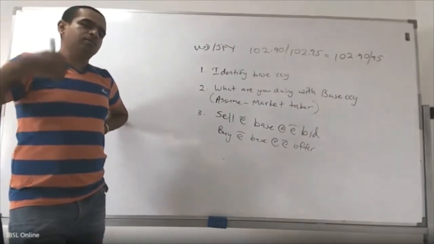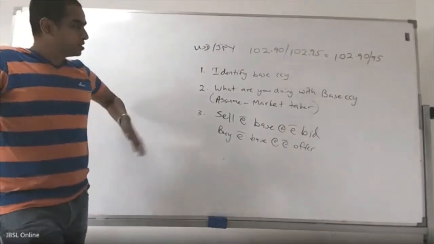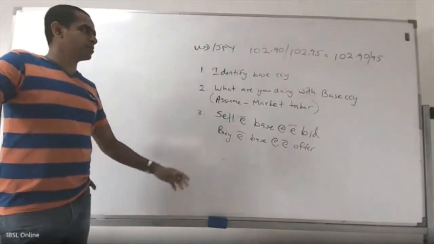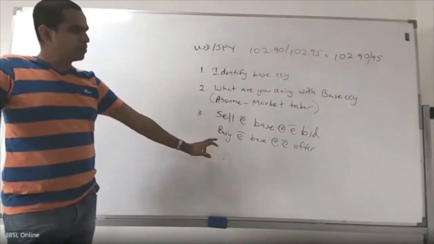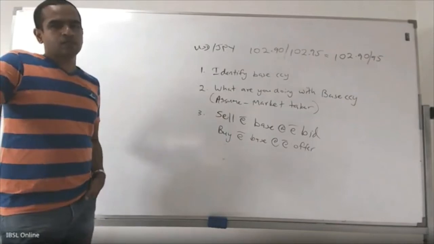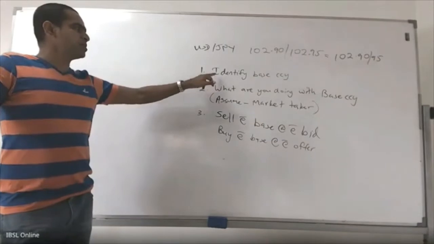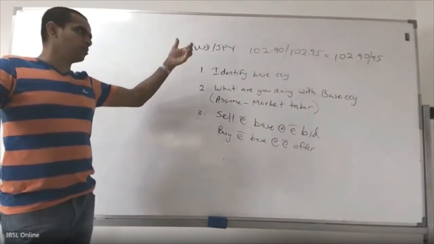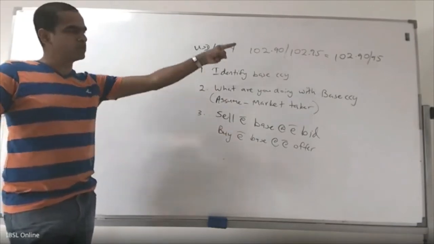So let's try these questions again. Identify the base currency. Base currency is the dollar. First question, at what rate can you buy dollars? You buy dollars, the dollar is the base currency. You have to buy the base at the offer, 102.95. Then what rate can you sell yen? Sell yen, right? Identify the base, it's dollar. What are you doing to the base? Yen you are selling means dollar you are buying. You buy the base at the offer, 102.95.